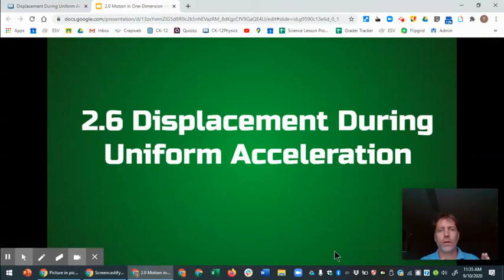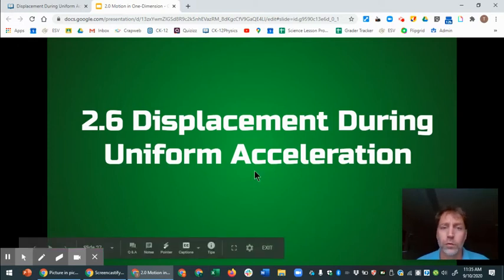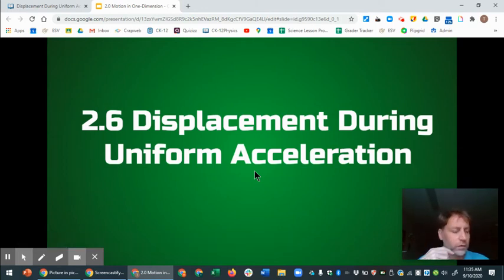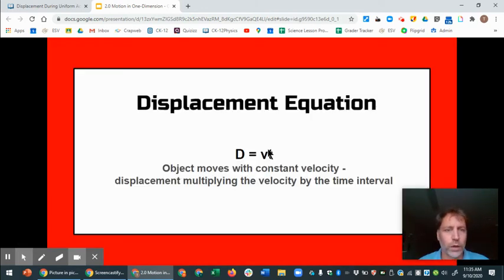Today we're going to talk about how displacement can be expressed in terms of velocity, acceleration, and time. So we're going to have some combination equations today that will make our lives a little bit simpler when we're dealing with these types of displacement equations, okay?